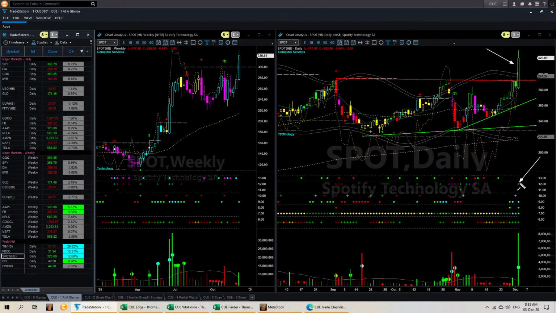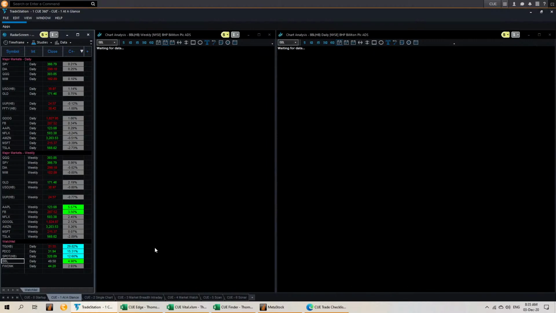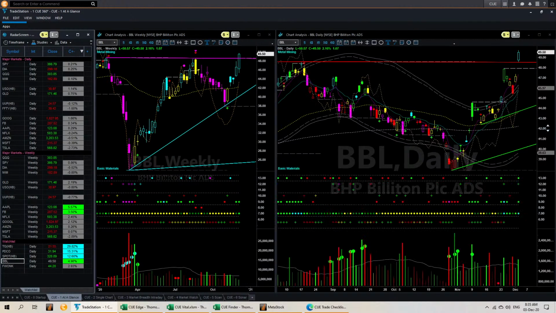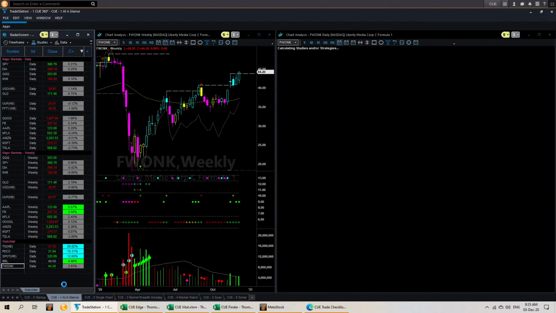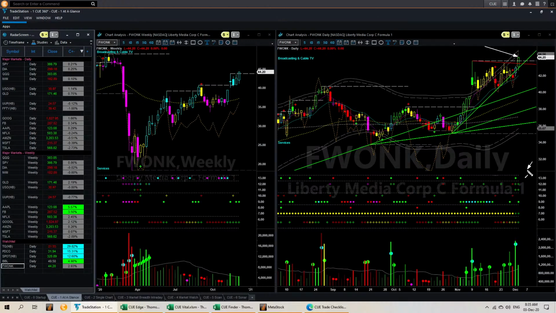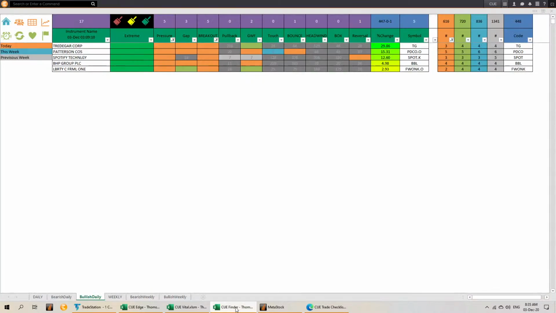Spot breaking out with bullish pressure, and you are noticing extreme high volume also. BBL, very nice breakout with bullish pressure. And last one, FWONK, again a breakout with bullish pressure. That is how you can transfer the stocks of your interest from QFinder to QGlobal to see them on Metastock, or QLI to see them on TradeStation charts. QLI TradeStation or QGlobal Metastock.